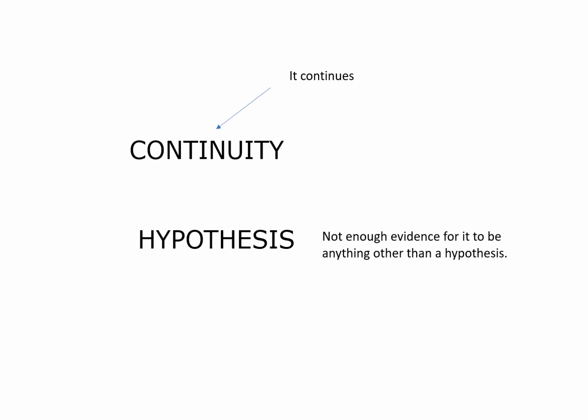This is a really important phrase for you to learn. And it's, as the name suggests, continuity, it continues. It's still a hypothesis because there's not enough evidence to make it anything other than a hypothesis. But the continuity hypothesis tells us that the attachment type that we have as an infant continues with us and shapes our later life and our later relationships and our resilience and all of these other things.